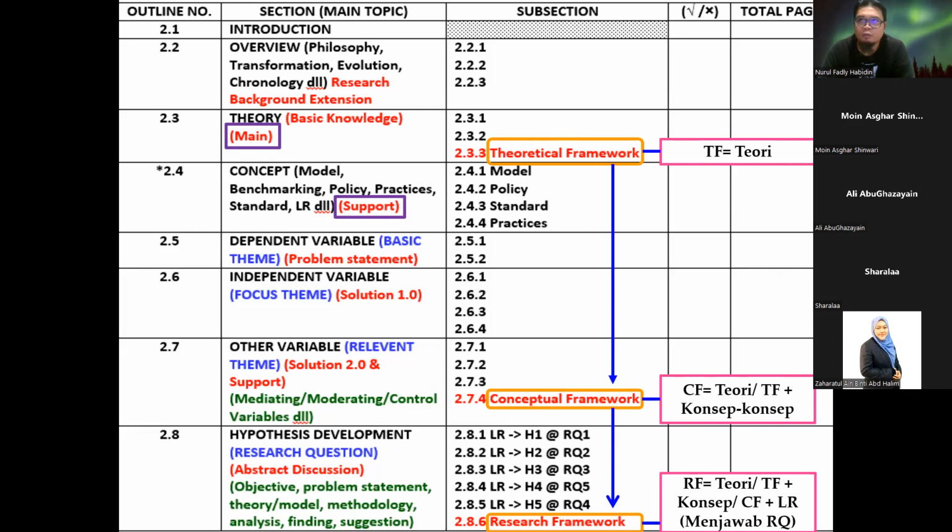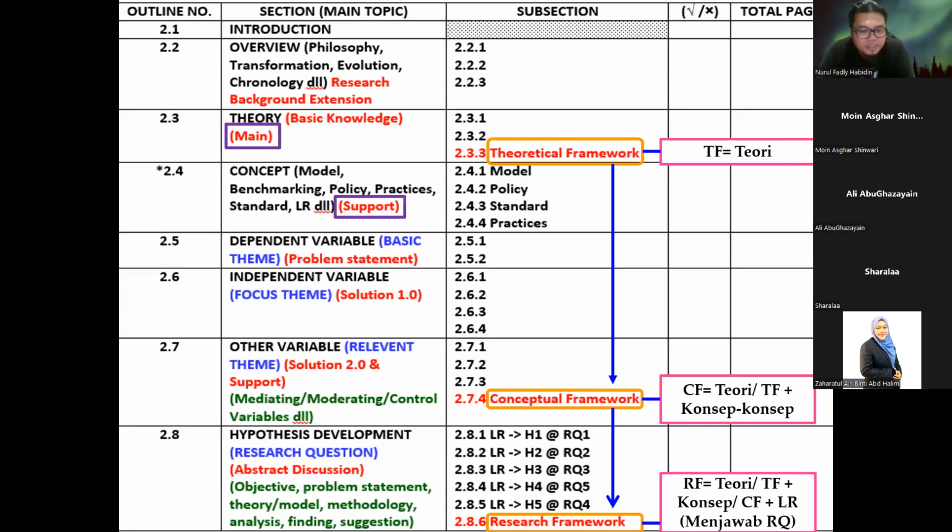That's why when you read during your degree and master, when you go to a subject, for example, project management, they have project management theory and concept. So in your research also, you need to balance up in terms of knowledge. That's why you need to write your main, which is your theory, and also your concept. Concept can be model, benchmarking, policy, practice, standard, others related on literature also can be practicals in here in 2.4.